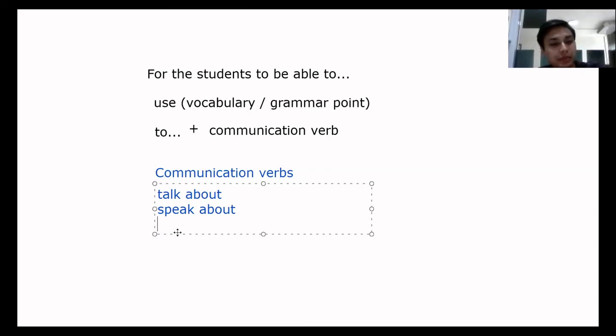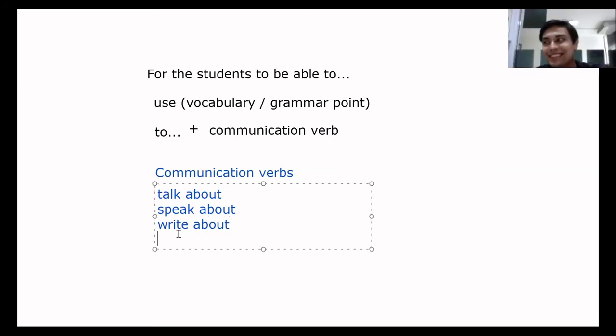Speak about. Write about. Yes, because communication is not just spoken, but it can certainly be written as well. So we might want them to write about something. Good. Mime about. Okay. We're looking at some kind of verbal communication here. Non-verbal. Okay. Yes. I mean, when it comes to spoken communication, talk about is probably the most common one.